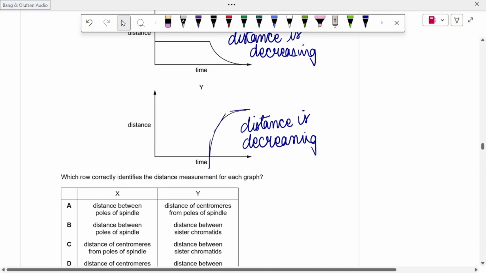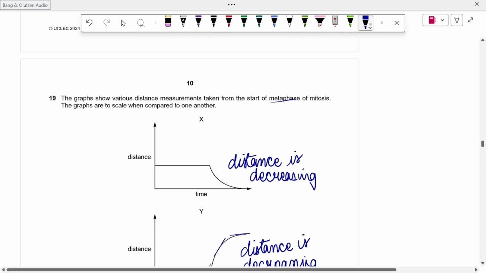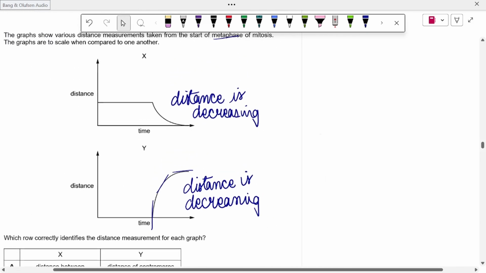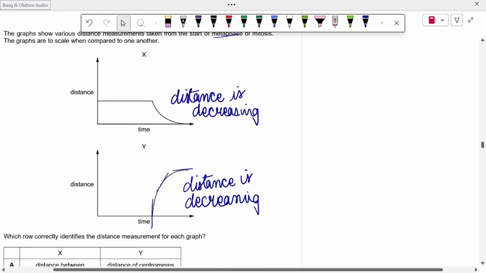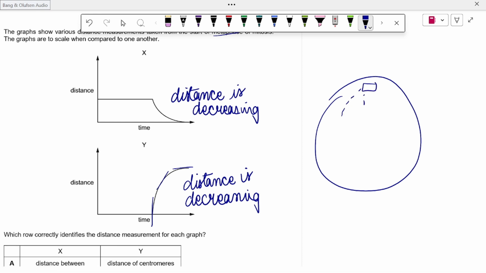अच्छा, which row correctly identifies the distance measurement for each graph? Which phase was this? This is the metaphase. Metaphase में क्या हो रहा होता है? आपके जो chromosomes होते हैं, they are aligned along the equator of your cell. कुछ इस तरह नजर आता है. This is your cell. यहाँ से आपके spindle fibers आते हैं from your centrioles. This as well. And ये रहा आपका chromosome along the equator of your cell. Your spindle fiber attaches to the centromere of your chromosome ताकि वहीं से आपका chromosome को पुल कर सके towards the cell.